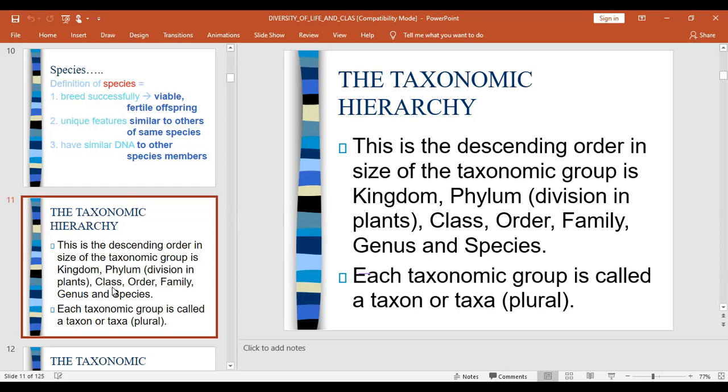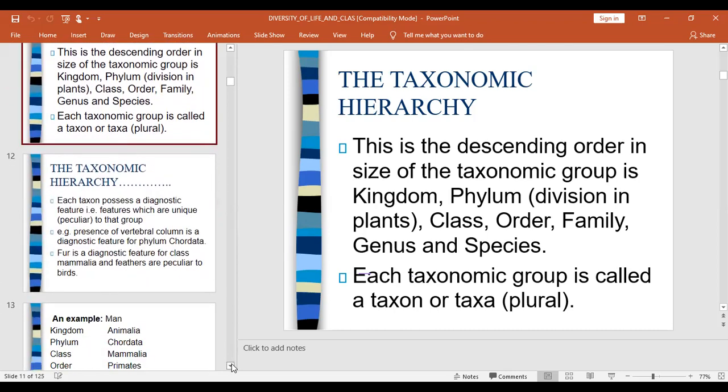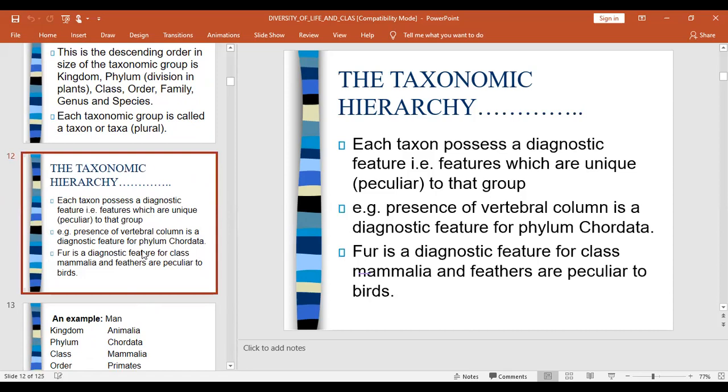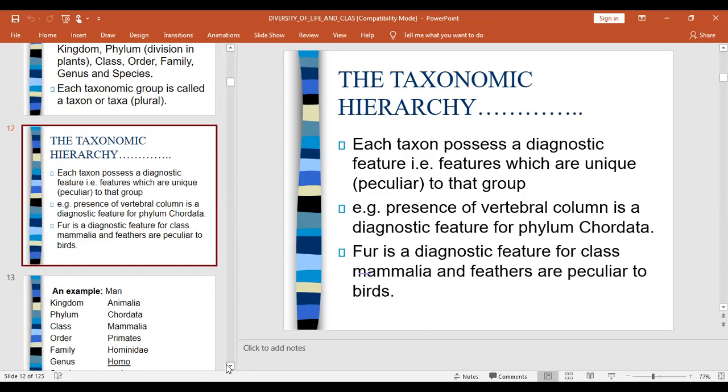So each group in that hierarchy is actually called a taxon. Each taxon has certain characteristics. They have features that are unique, that are peculiar to that particular group. If you're talking about the species, it must be what is only present at that species level. And this is going to be very helpful, especially when we have a practical. We look at that taxon, what brings something which is common exactly and strictly to that taxon.